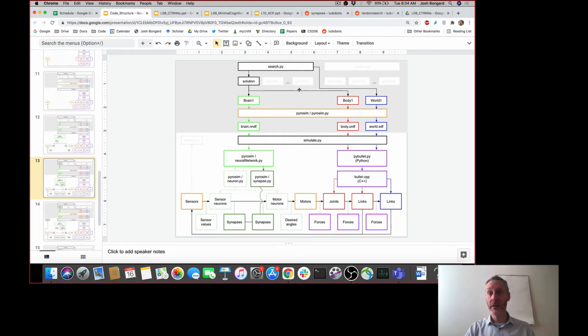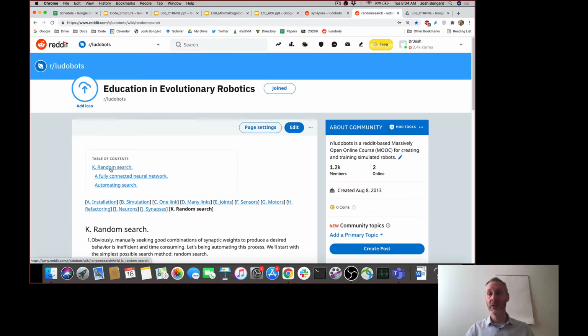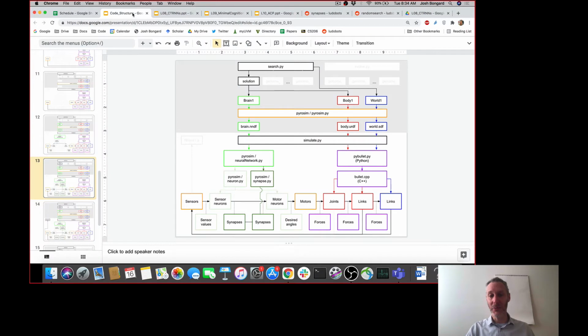The second part of the assignment this week is 7B, where you're going to be creating the first in a series of increasingly powerful search engines. And we're going to start with the search methods. We're going to start with the simplest possible search method you can think of, which is random search.